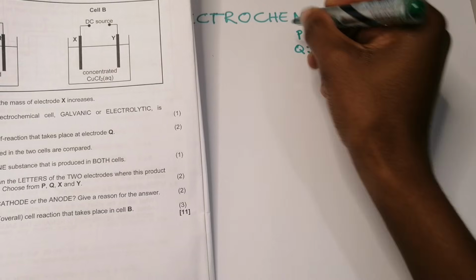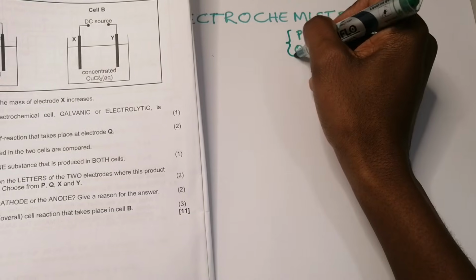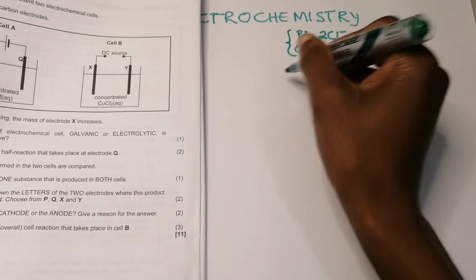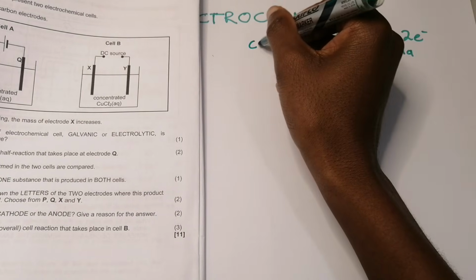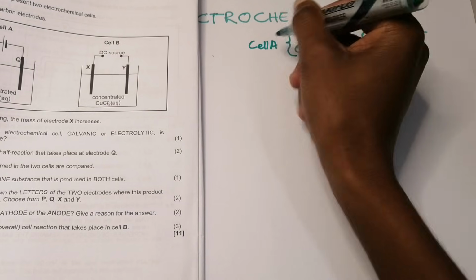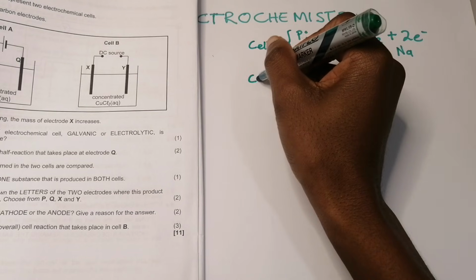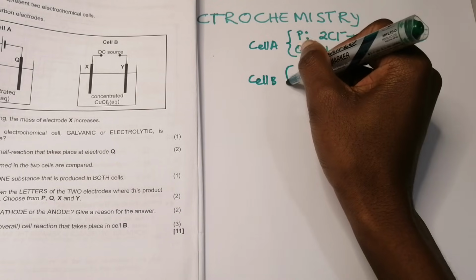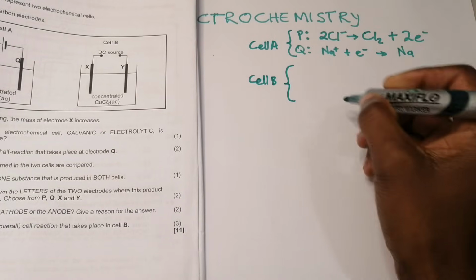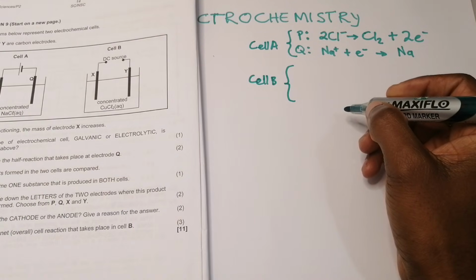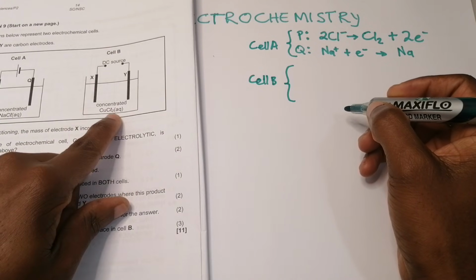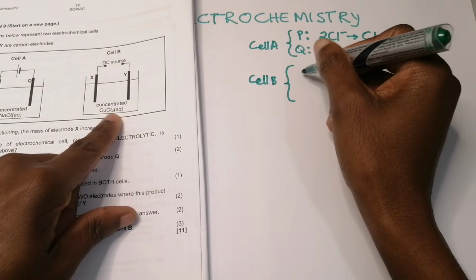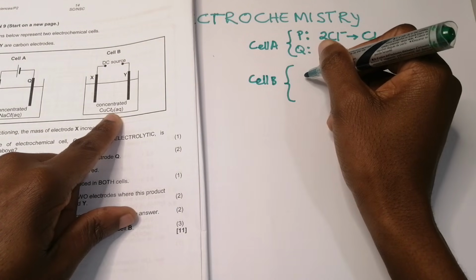So this would be cell A, okay, and what would happen at cell B? Now at cell B, please look at it. We've got copper chloride. I think I've covered this in the previous video. If you haven't checked it out, you'll see it there.